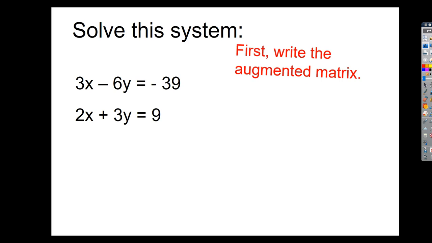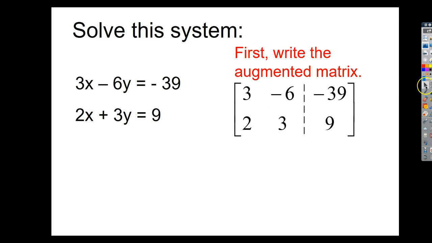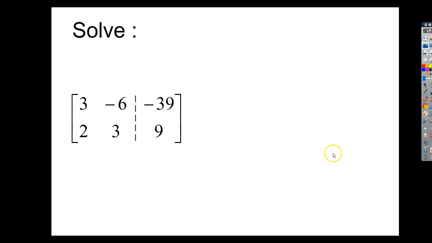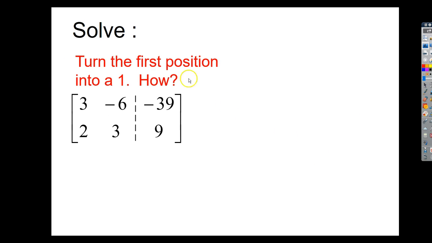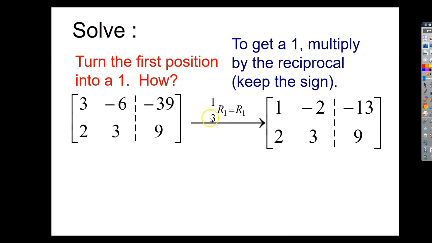Alright, so solve the system. First write the augmented matrix. We did. So there's the augmented matrix. Now we're going to solve it, which means we've got to turn the first position into a 1. How? By multiplying by the reciprocal. So 1/3 times the first row and leave it in the first row. So 1/3 times 3 is 1.